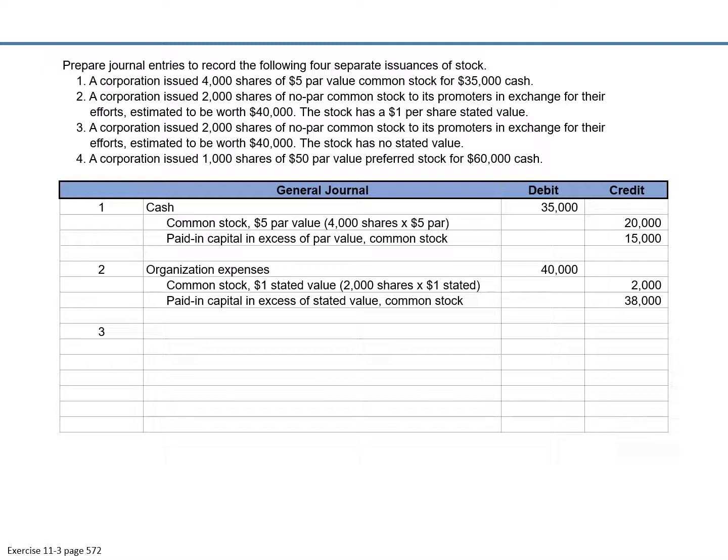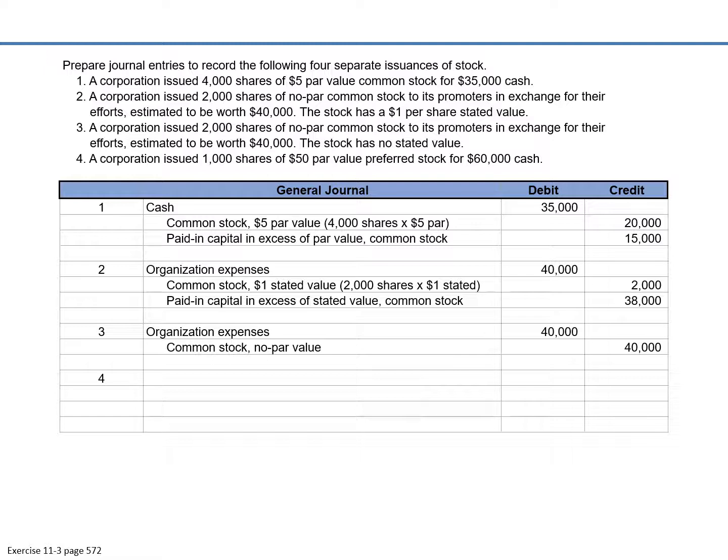In situation 3, a corporation issues 2,000 shares of no par value common stock to its promoters in exchange for their efforts, estimated to be worth $40,000. But this time there's no par value. So you just have organization expenses of $40,000 and you have common stock, no par value, $40,000.